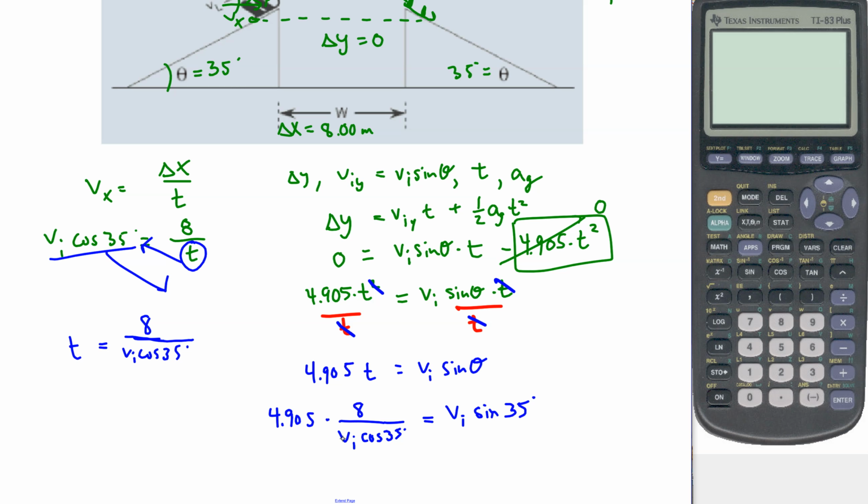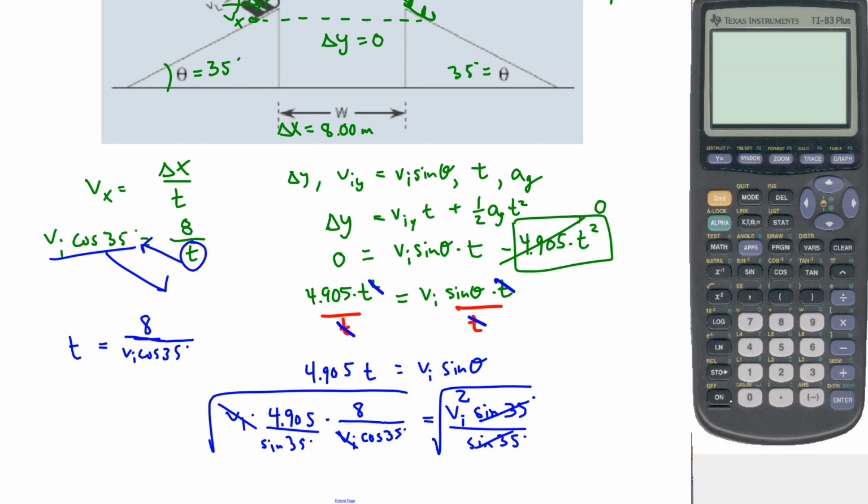If you multiply both sides by VI, this one cancels, and then you end up with VI squared. Then you can divide both sides by sine 35. And that cancels. But of course, VI is squared, so to finally isolate it, we need to square root both sides. So what did we do here? We came up with two equations, and then we solved the system of two equations.